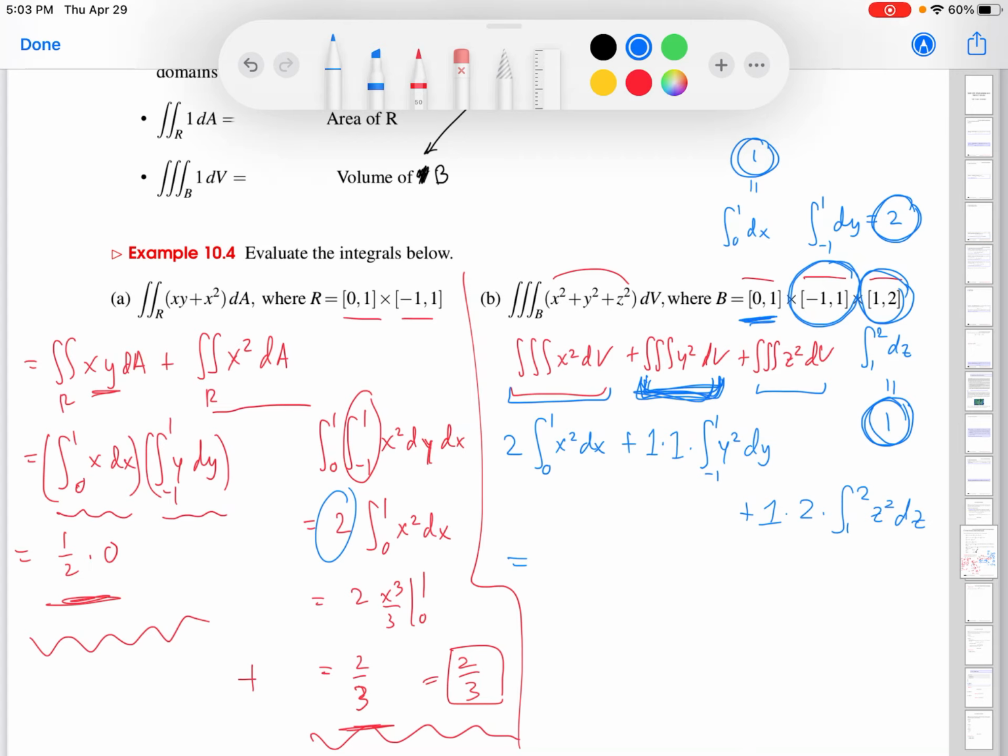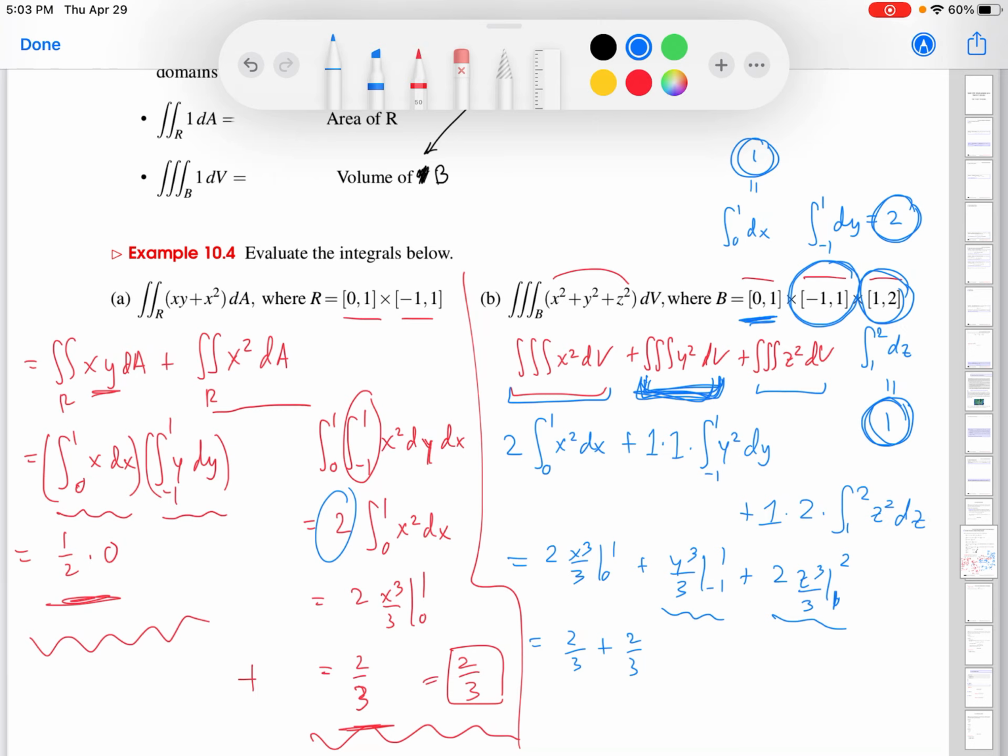So we keep going here. We now have 3 single variable integrals that we're just going to put together. The first one gives me x cubed over 3 from 0 to 1. The next one gives me y cubed over 3 from 0 to 1. And the last one is 2z cubed over 3 from 1 to 2. And I noticed here that the y goes from -1 to 1. And then I just work this out. So this is 2 times 1/3 plus, over here I get 1/3 minus -1/3. So I get 2/3 again.